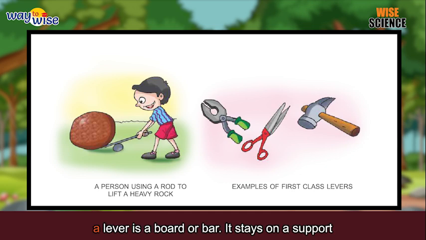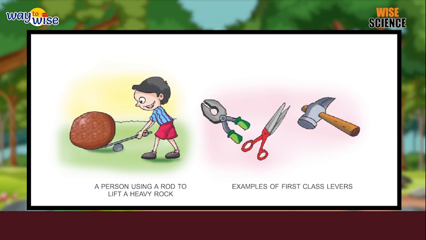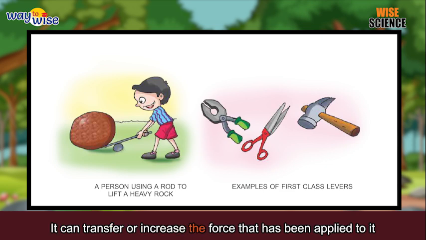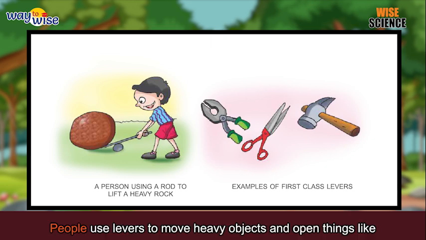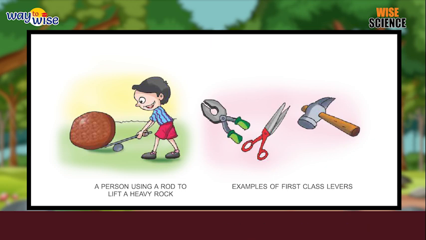Levers. A lever is a board or bar. It stays on a support, or we can fix it at one location. It can transfer or increase the force that has been applied to it on one end. People use levers to move heavy objects and open things like the lid of a box. Fulcrum, F, is the point at which a lever is fixed. Load, L, is the object on which work is being done. Effort, E, is the force being applied.